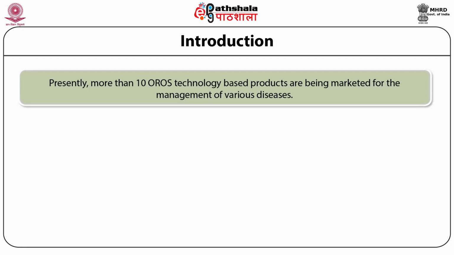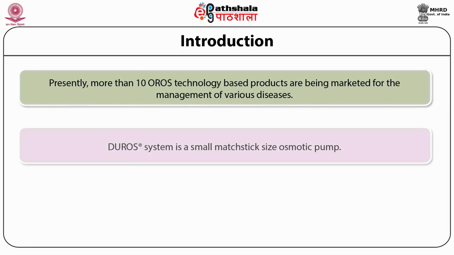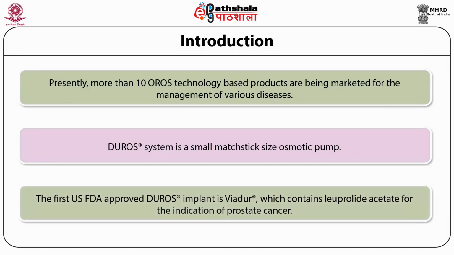Now let's come to the Dusro. Oros was like a tablet. So now Dusro is like a small matchstick-size osmotic pump. So now you know the difference between Oros and Dusro. This is based on the size. The first Oros was from the Alza company, and the first Dusro was an implant approved by US FDA, Viadur, that contains leuprolide acetate that is indicated in prostate gland cancer.